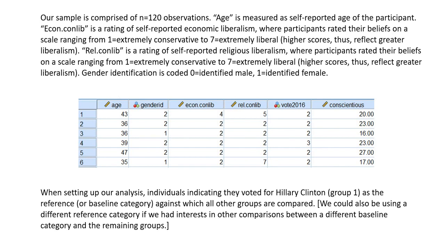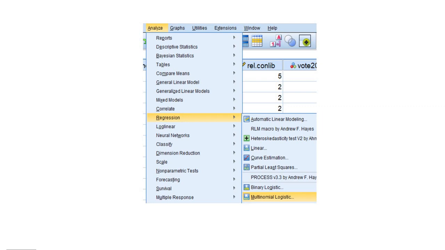So when setting up our analysis, individuals indicating they voted for Hillary Clinton, which is those in group 1 on the vote variable, are treated as a reference or baseline category against which all of the other groups are being compared. Just so you know, we could also use a different reference category if we had an interest in other comparisons between a different baseline category and the remaining groups. So briefly, just a few screenshots, and then I'll walk you through the actual steps in SPSS.